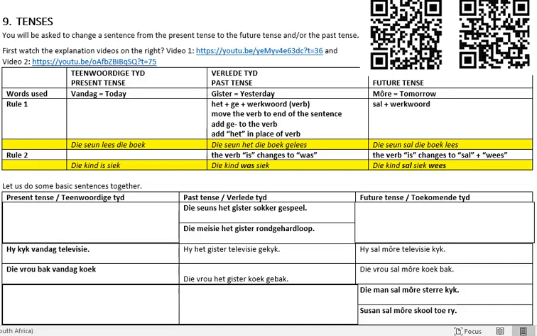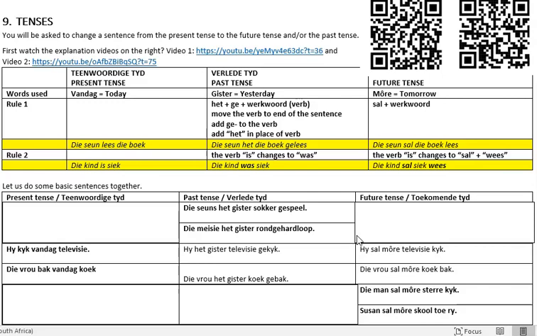Okay, students, we're still busy with tenses. The last time we were together, I took two present tense sentences, and we had a look at how to put them into the past tense as well as into the future tense. Today, we're going to look at what if they only give you the past tense and they perhaps expect you to put it into the present tense and the future tense. It sounds crazy, but it's really not that difficult.